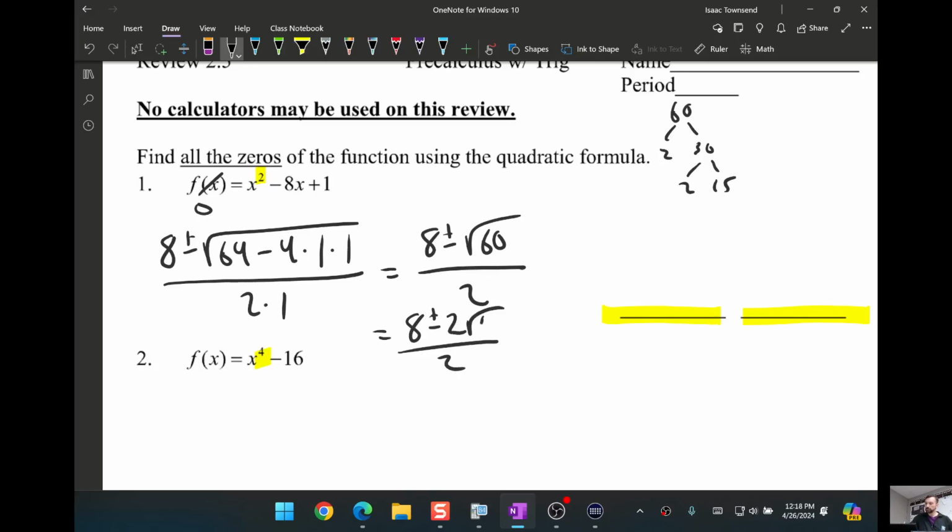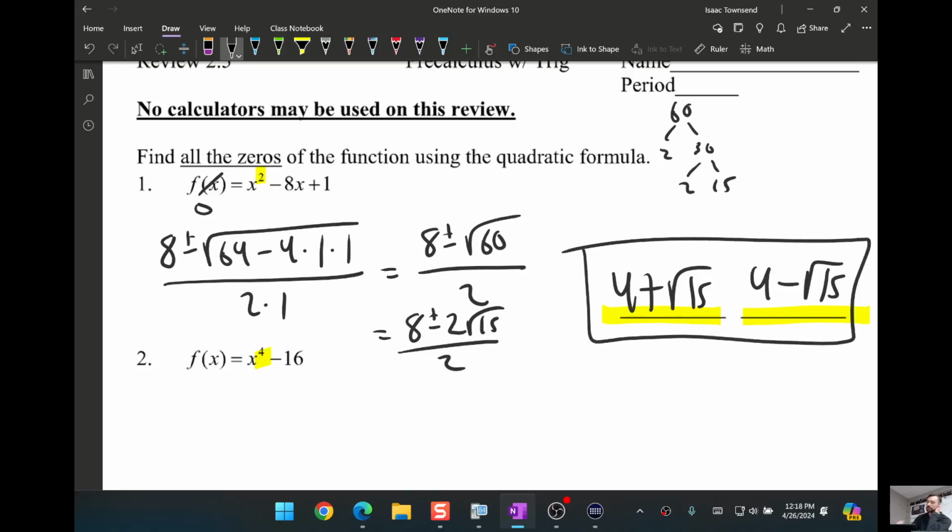Into 2 square roots of 15. Obviously, I'm not spending much time on this because we've talked about it recently. I'm just reminding you, solve a quadratic formula. 8, 2, and 2 are all divisible by 2, so I'm going to divide everything by 2. So 4 plus 1 square root of 5 and 4 minus 1 square root of 5. Those are the two zeros. Those are the two numbers that make that quadratic equation equal to 0.